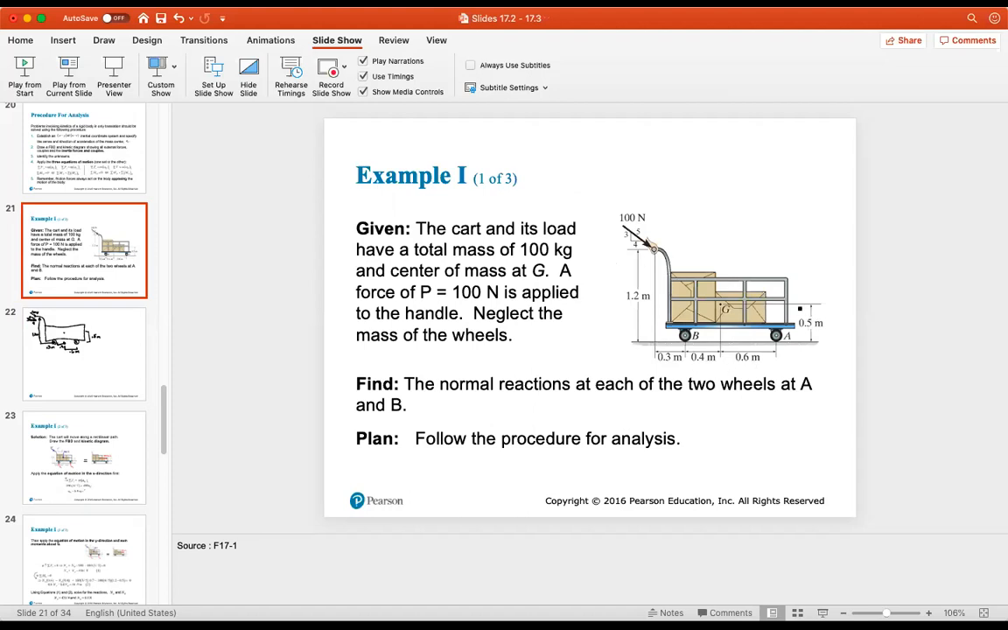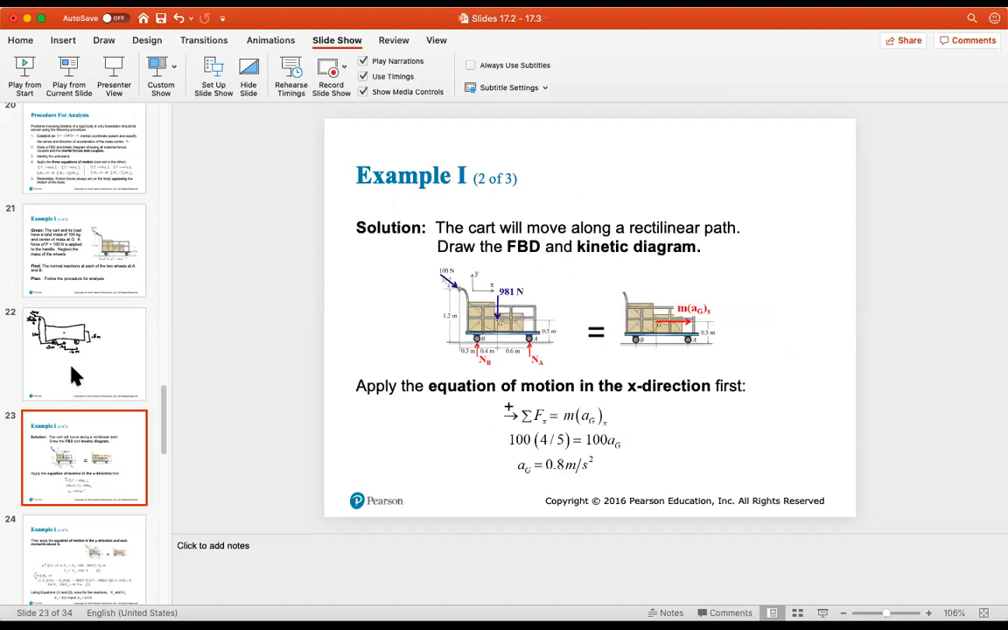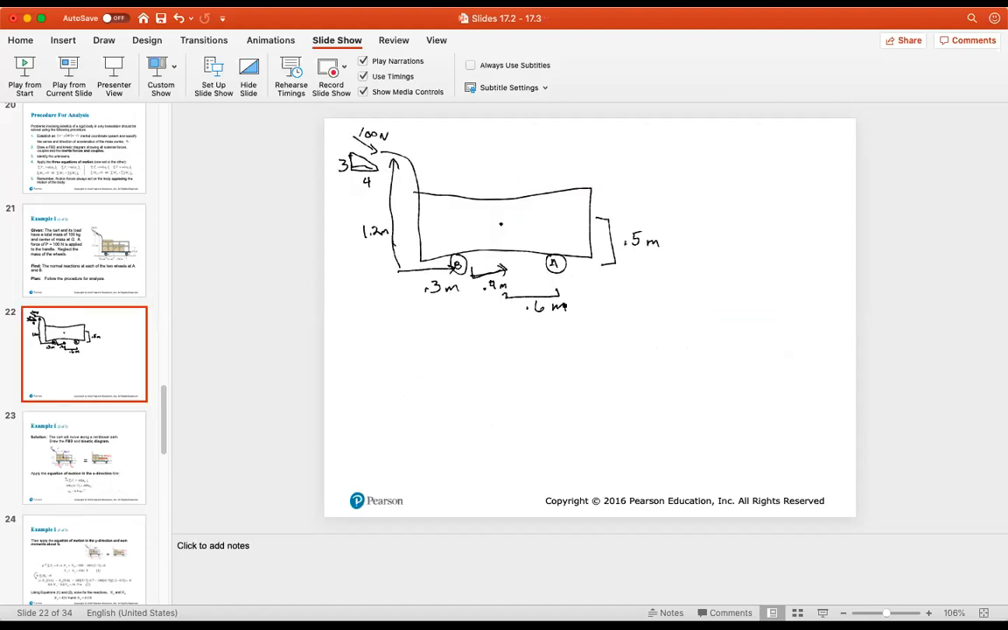And you'll notice that means that between G and the top of the handlebar up here is 0.7 meters, as well as this being 0.7 meters. And that gives, there's a little simplification there. Okay. All right. So let's go through this.